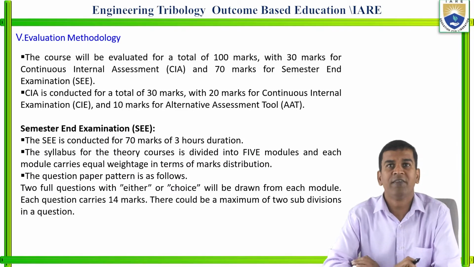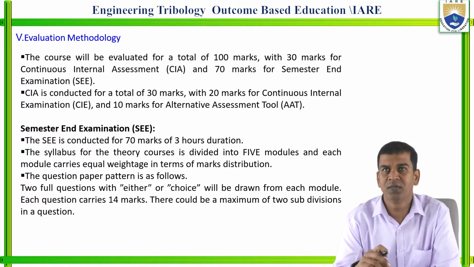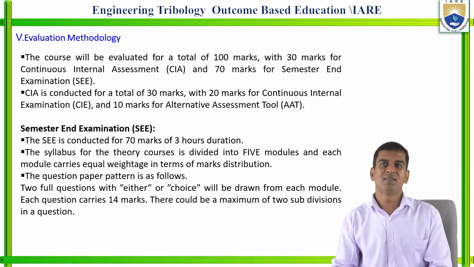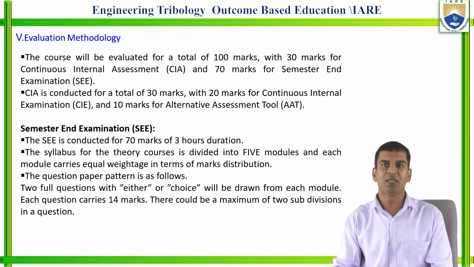Evaluation methodology for this particular subject under UG20 regulation: the course is evaluated for 100 marks, with 30 marks for continuous internal assessment, CIA, and 70 marks for the semester end examination. CIA is conducted for a total of 30 marks, with 20 marks for the continuous internal examination, CIE, and 10 marks for an alternative assessment tool, AAT. The semester end examination we will call SEE. SEE is conducted for 70 marks with 3 hours duration.